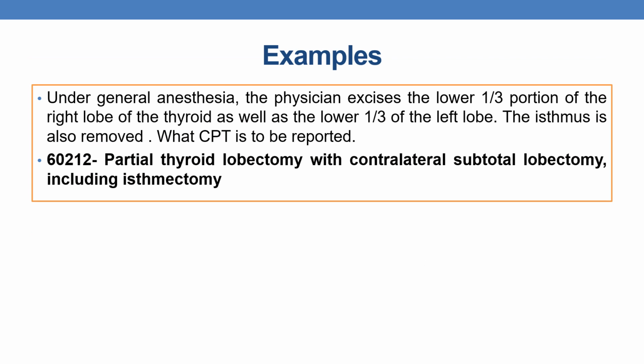Under general anesthesia, the physician excises the lower 1/3 portion of the right lobe of the thyroid. Here partial thyroidectomy is performed, as well as the lower 1/3 of the left lobe, that is contralateral. The right lobe is removed and the left lobe is also removed, and the isthmus is also removed. So the CPT is 60212, partial thyroid lobectomy with contralateral subtotal lobectomy including isthmectomy, because here the isthmus is also removed. The CPT is 60212.